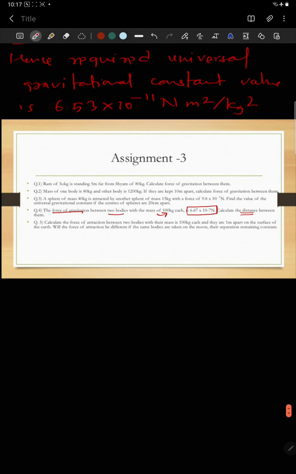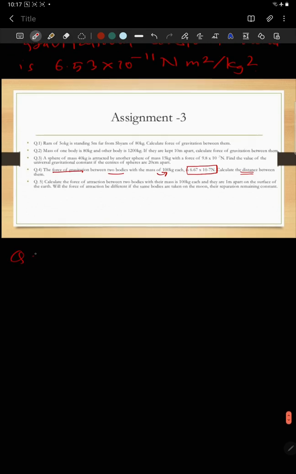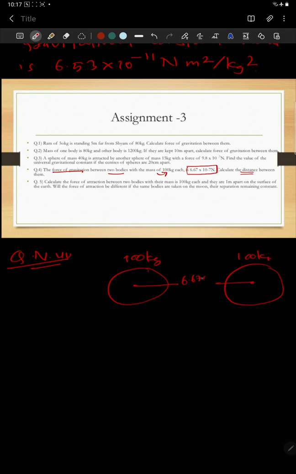So let us draw one figure based on this question. Question number 4. There are two bodies, and the mass of each of them is 100 kg according to the question. The force of gravitation between them is 6.67 into 10 to the power minus 7 Newton. Here it is asked, what is the distance between them? So let us write the solution and given.